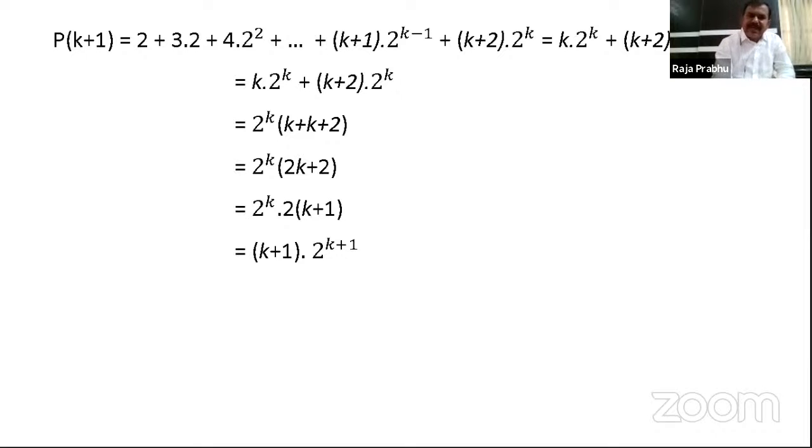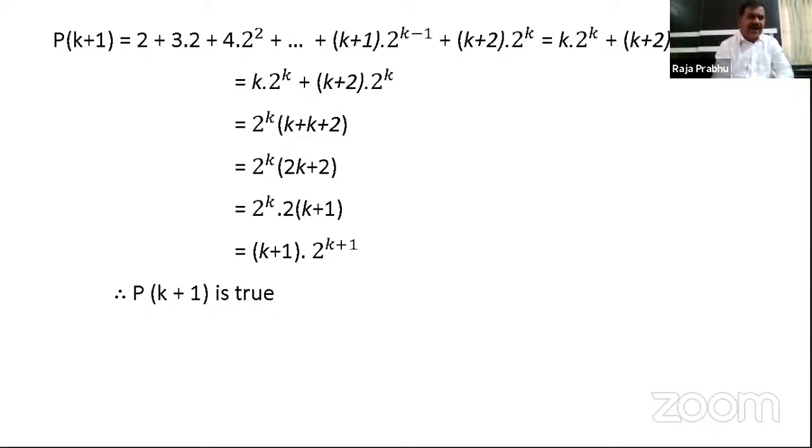Identify what is given. The RHS part of the given sequence was n into 2 to the power n. Students, you identify here, it is very clear. In the place of n we got now k plus 1, so that itself is to be proved. Therefore now we can conclude that the statement is true for n is equal to k plus 1. Now the statement is true for n is equal to 1, and according to our induction hypothesis it is also true for n is equal to k, and according to the third step it is true for n is equal to k plus 1.